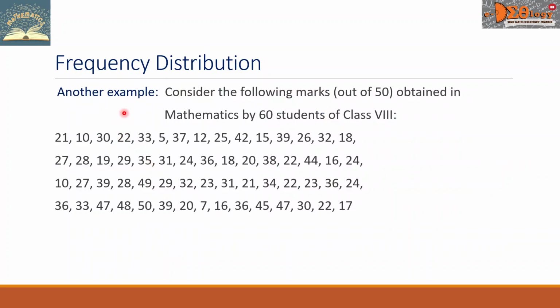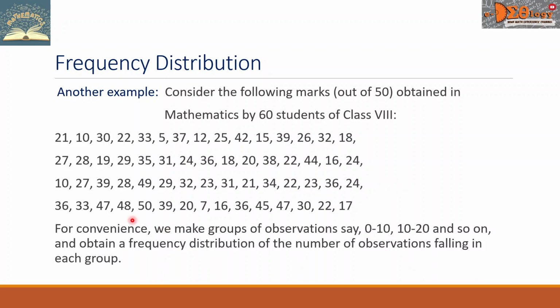Here is another example. Consider the following marks out of 50 obtained in mathematics by 60 students of class 8. Here are the raw data. For convenience, we make groups of observations, say from 0 to 10 or 10 to 20 and so on, and obtain a frequency distribution of the number of observations falling in each group.